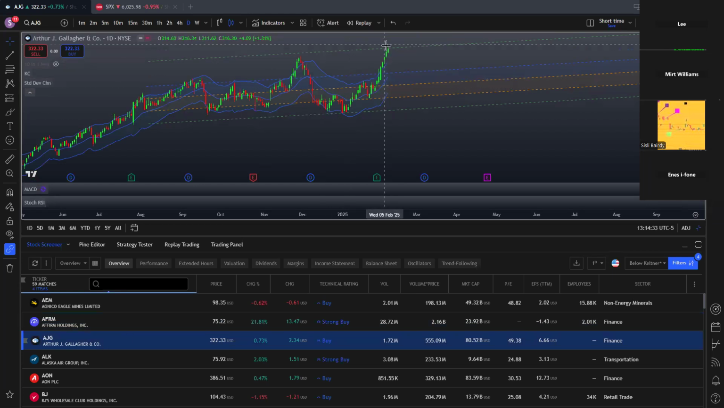Here goes another one. AJG, outside the Keltner channel. And I just paired it with my standard deviations, and it's giving me a standard deviation of 3, which is highly likely to turn around sooner than later.